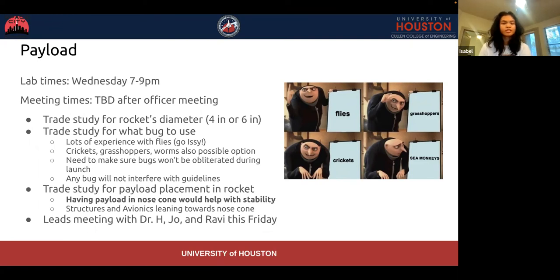And then we have a third trade study for payload placement in the rocket. I think the biggest thing about that is having the payload in the nose cone would help with stability. And then structures and avionics, from what we know, are leaning towards payload in the nose cone.